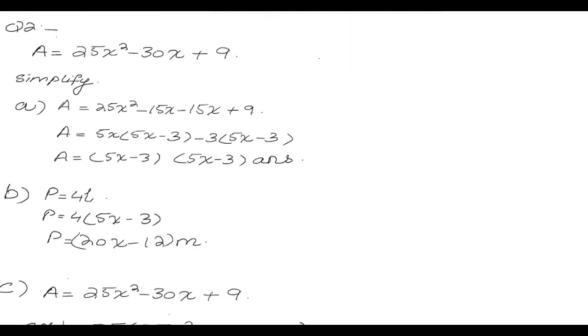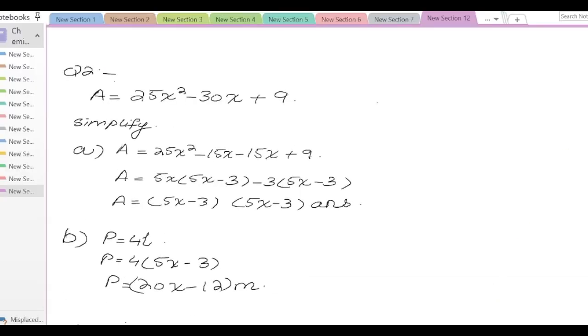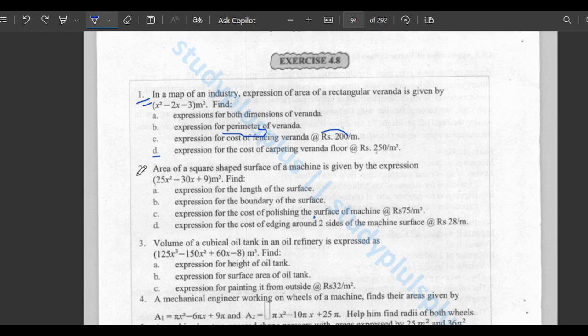Now let's move on to question number 2. In question number 2, it states that the area of a square shaped surface of a machine is given by the expression 25x square minus 30x plus 9 meter square. So in the first question we were given a rectangle and its area, but in the second question we are given a square and its area. So first we need to find the expression for the length of the surface, which basically means we need to find the dimensions.